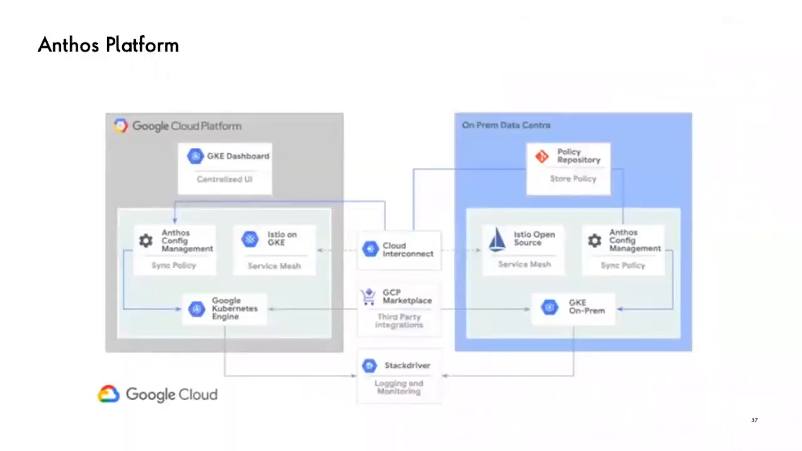I have gone through almost every core component of Anthos. We discussed Google GKE, the Google Kubernetes Engine running on GCP. On the right, in the blue box, we have GKE running on-prem. We discussed Istio as your service mesh, handling communication between your services, gathering telemetry, enforcing policies, security, and so on.